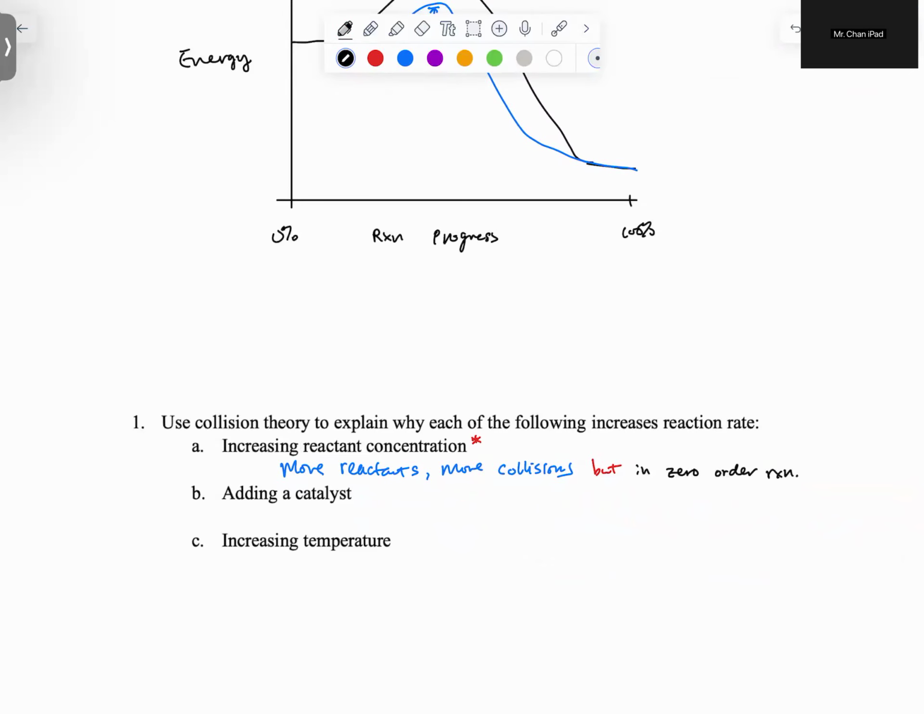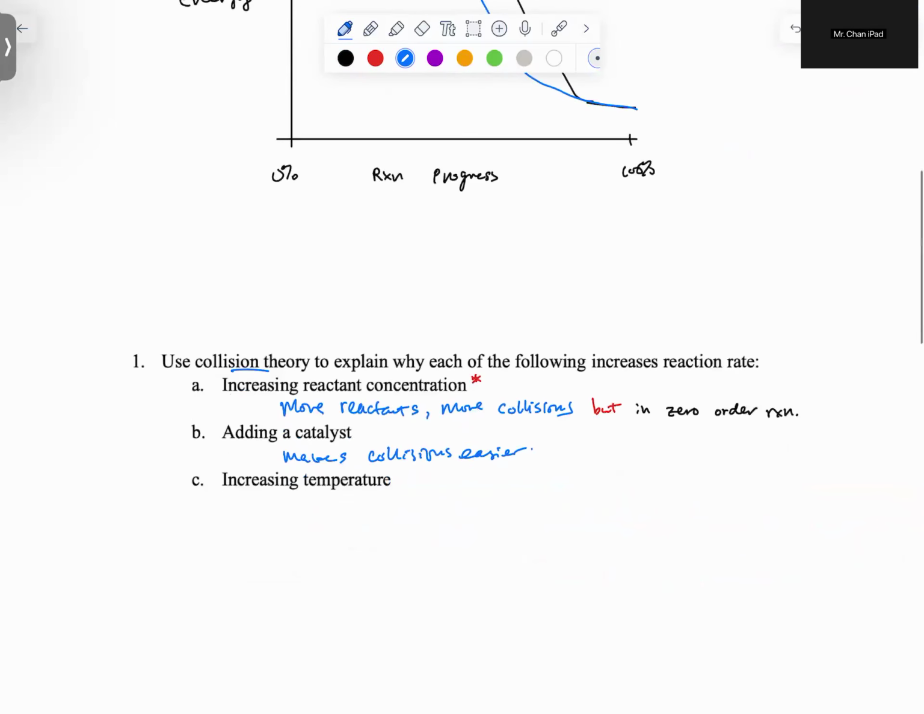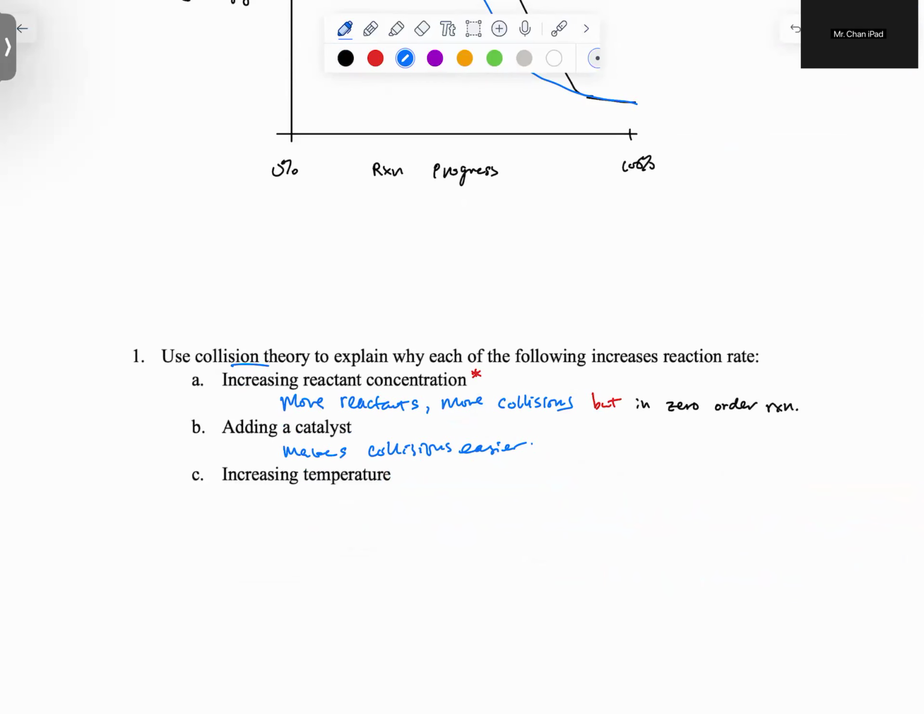We talk about adding a catalyst. Well, it makes collisions easier. So therefore, more reactions over time, increasing rate. Increasing temperature is going to help move chemicals faster, and then more collisions as a result.